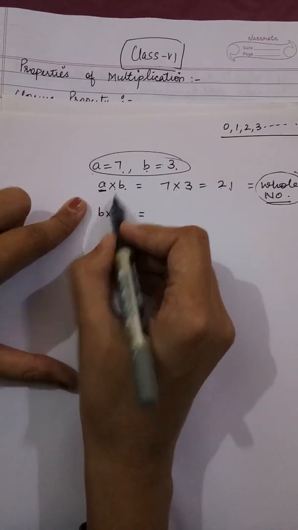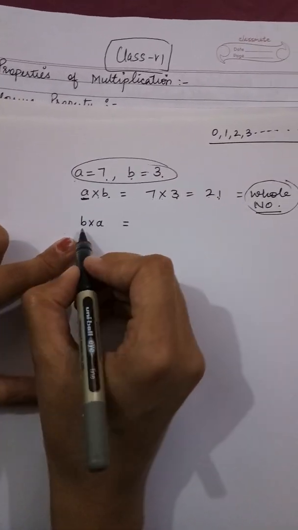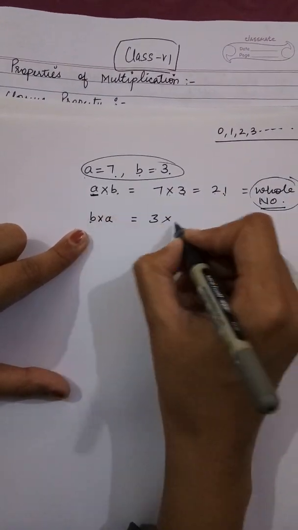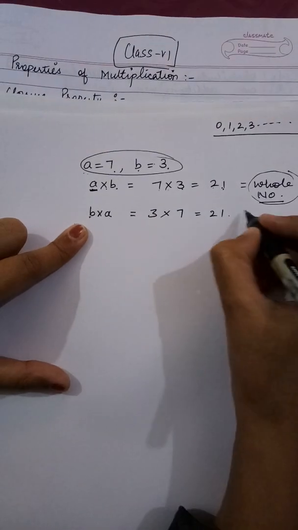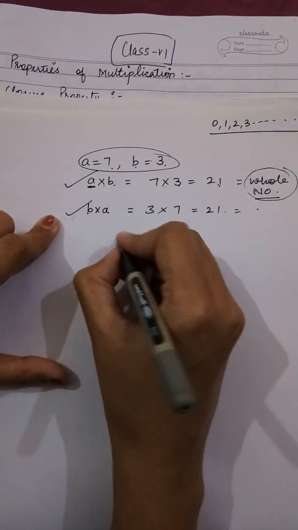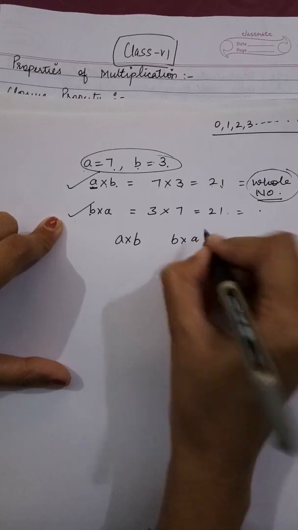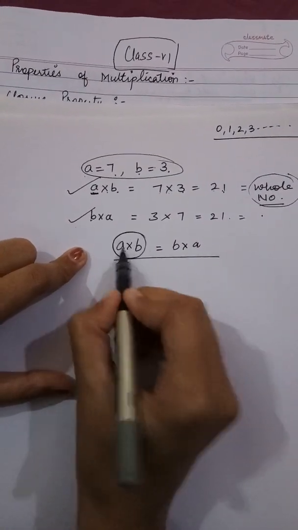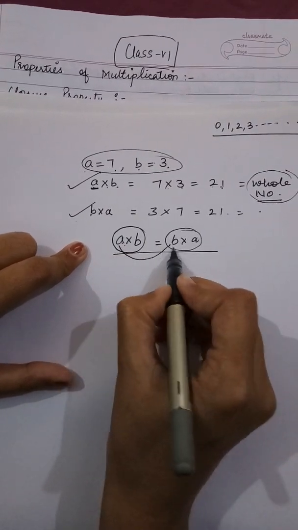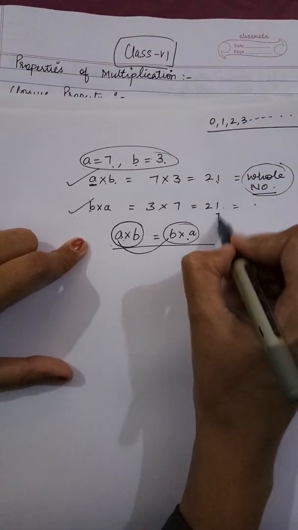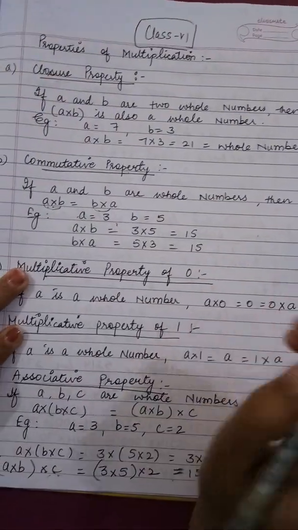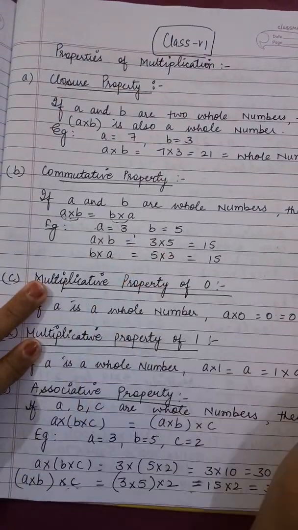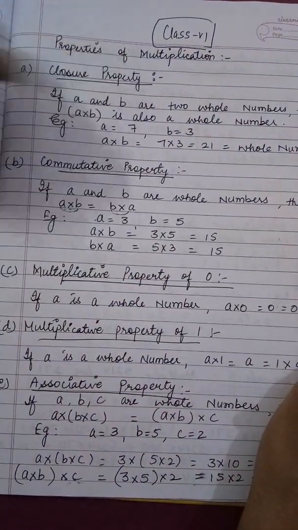Next is b into a. That means instead of a I am taking b first and a afterwards. Let me multiply these two. What is the value of b? 3. What is the value of a? 7. The answer is 3 7s are 21. Again this is a whole number. So a into b and b into a, in both the values are coming same. So that means even after interchanging their positions, my commutative property is holding, right? After interchanging the positions my answer is coming same. That means my commutative property is satisfied in the case of multiplication.